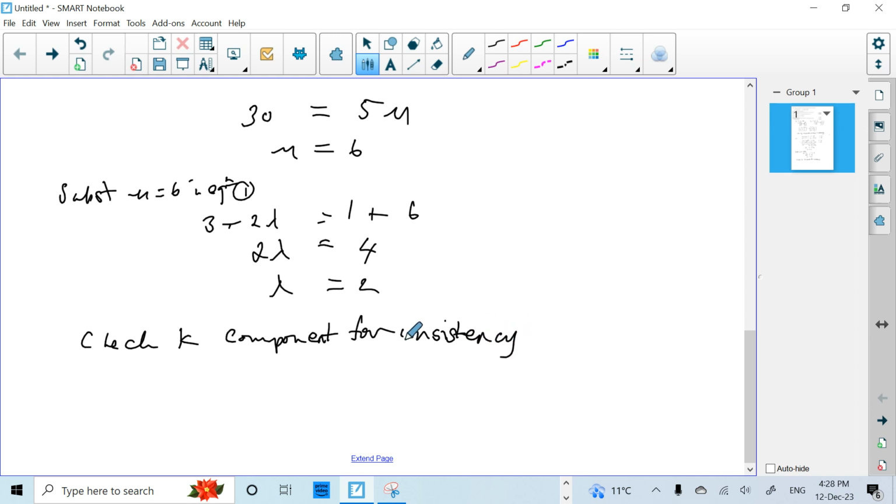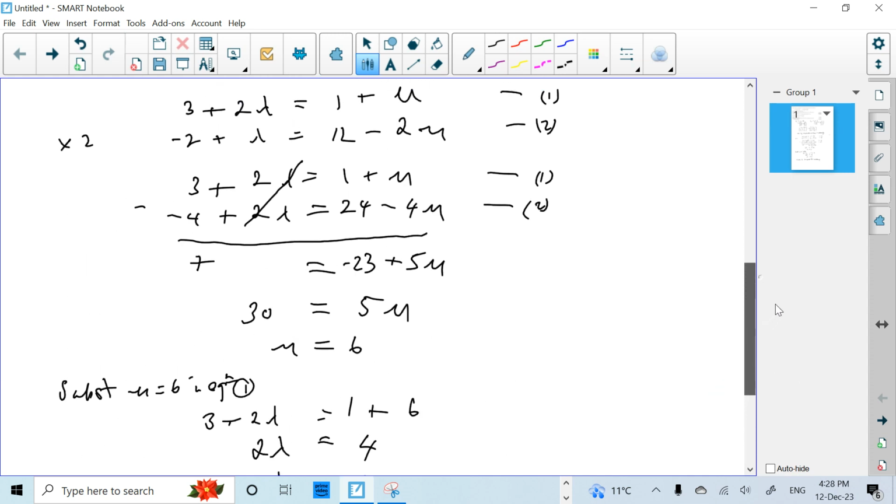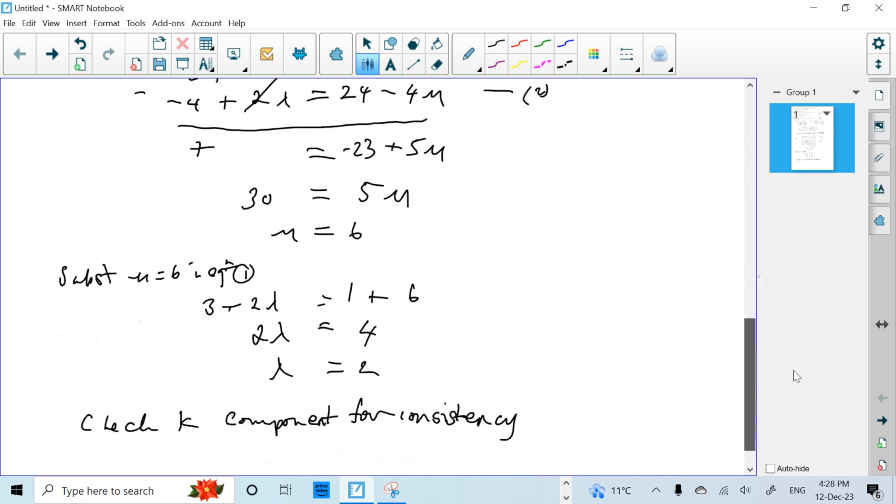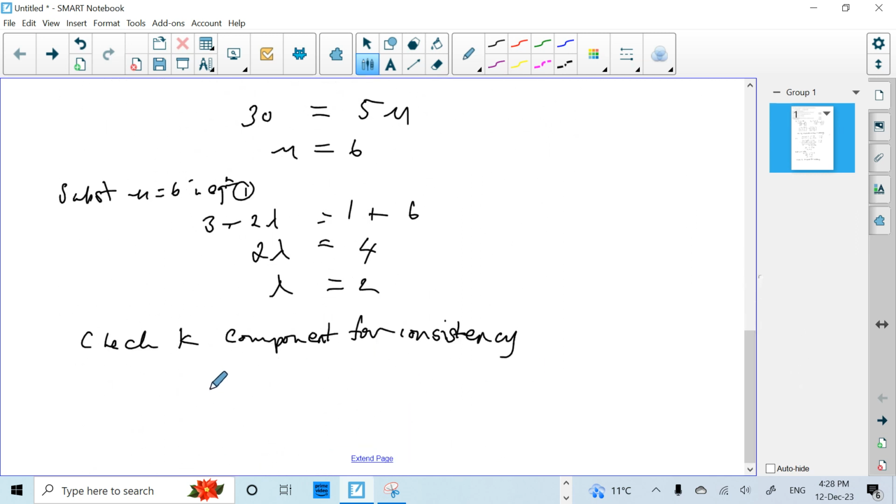I'm going to use the k component, which was 4 minus lambda is equal to 8 minus mu. So 4 minus 2 is equal to 8 minus mu, which is 6. So this gives me 2 is equal to 2. Therefore, the lines meet, and I can say where they meet.